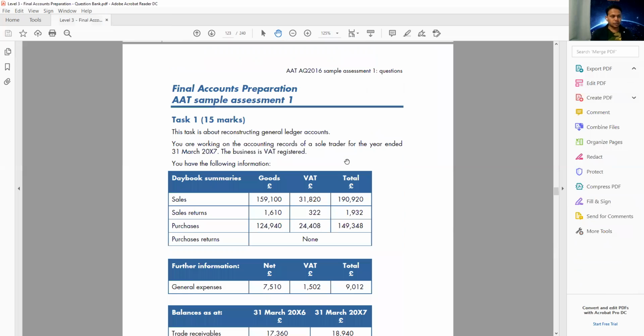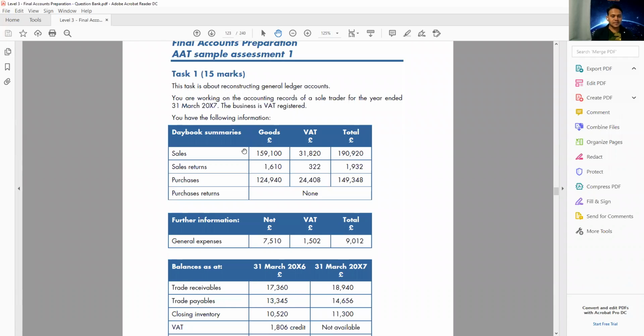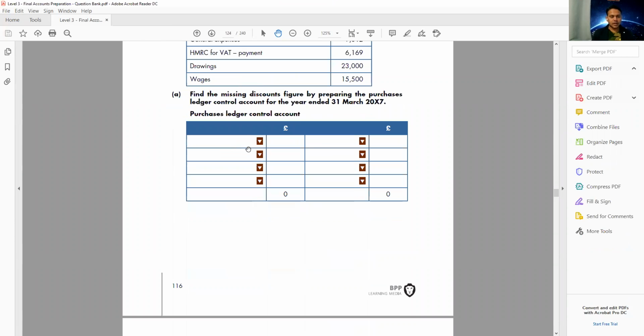So I have a question here that is from the AAT. It's sample assessment 1. So we're going to start from this question. In this exam, you will have 6 questions total. You can have a look at this one. Question number 1, task number 1, we have 15 marks. In this 15 marks, you have a big question. And after that, you have a requirement.